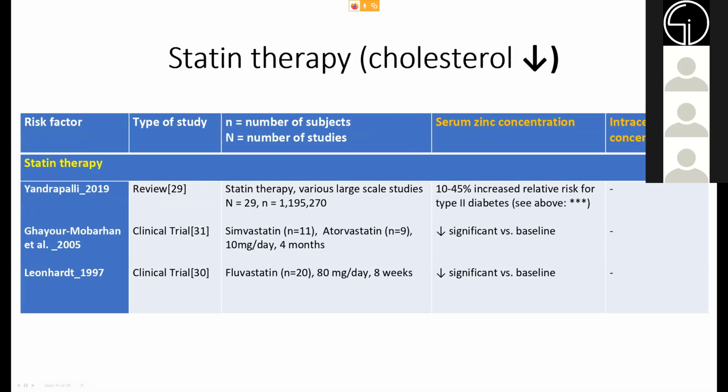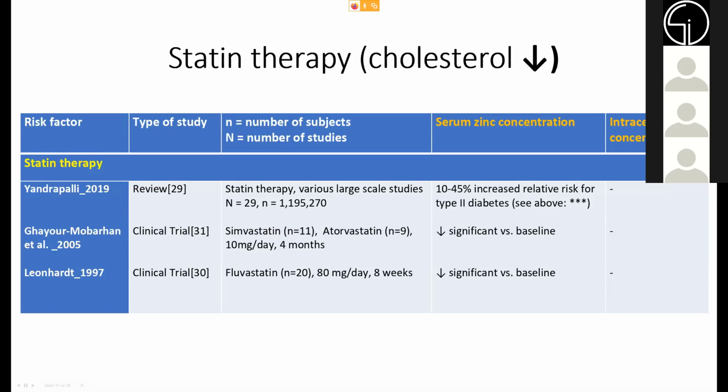Apart from antihypertensives used by cardiovascular patients, statins for lowering cholesterol are also widely used. In a review from 2019, including 29 studies with more than 1 million participants using these drugs, there was a 10 to 45% increased relative risk for type 2 diabetes. And we have seen in the previous slides that type 2 diabetes increases the risk of zinc deficiency.